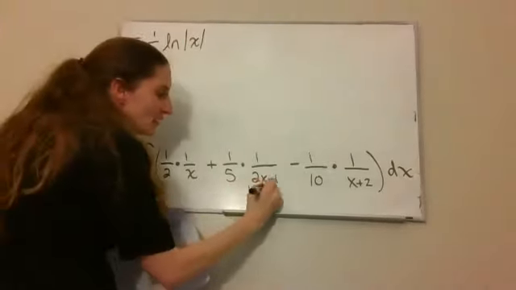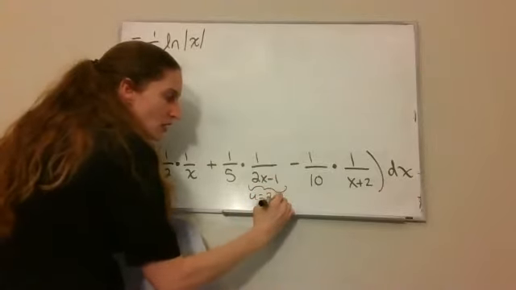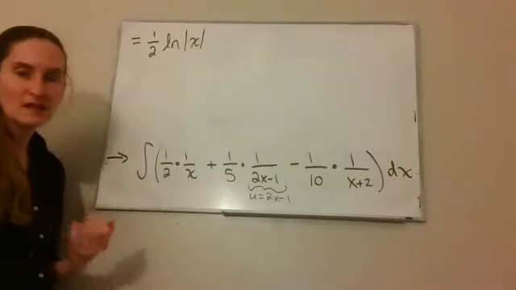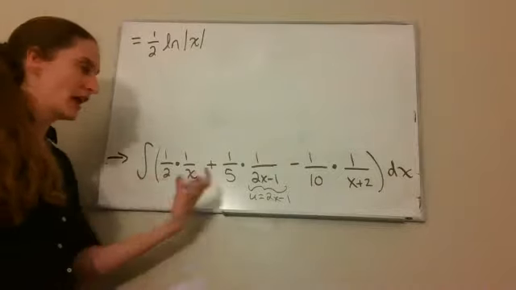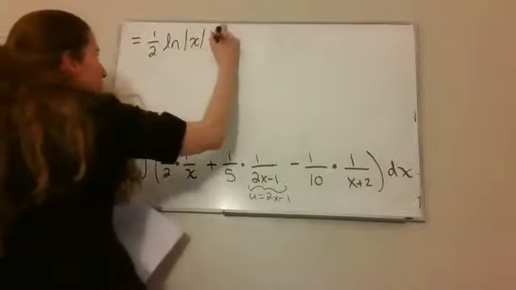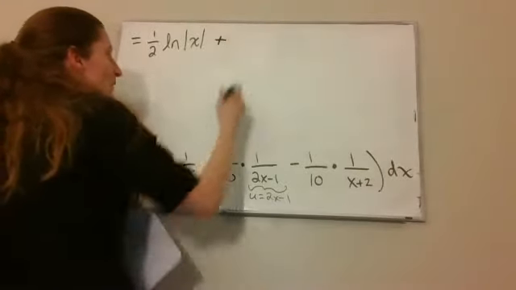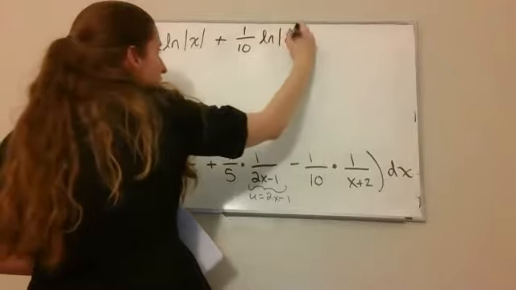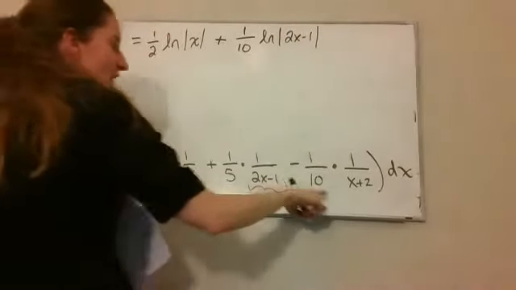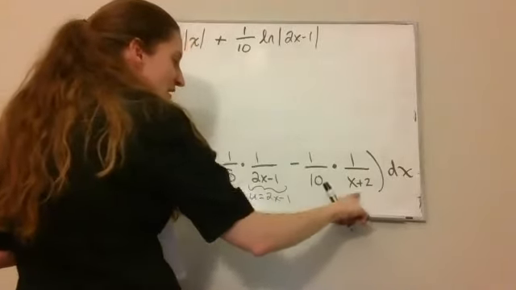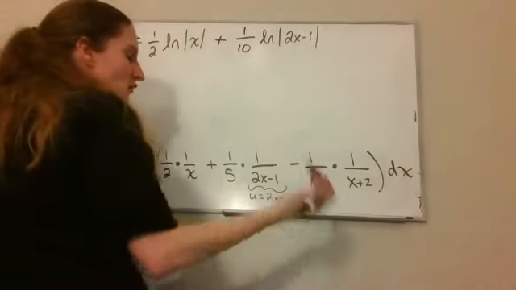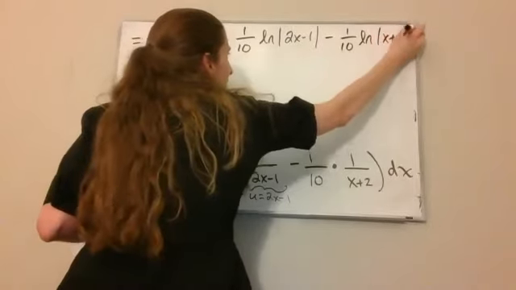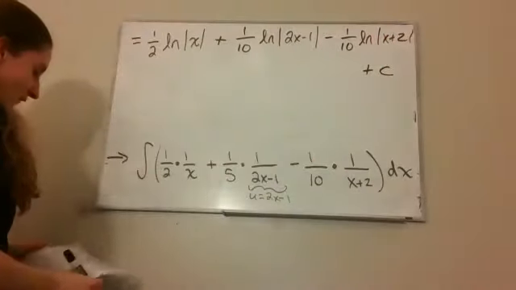Now on this one, you do have to do a u substitution. U equals 2x minus 1. When you do that, you're going to get du equals 2 dx. So dx is du over 2. We're going to have to be multiplying by 1/2. So when you do that substitution, this 1/5 gets multiplied by that 1/2. So you get 1/10 natural log absolute value of 2x minus 1. Now this last one, technically there's a u substitution, but du is just dx, so you don't have to worry about any extra multiplying or dividing. I get minus 1/10 natural log absolute value of x plus 2, and then don't forget your plus c at the very end.